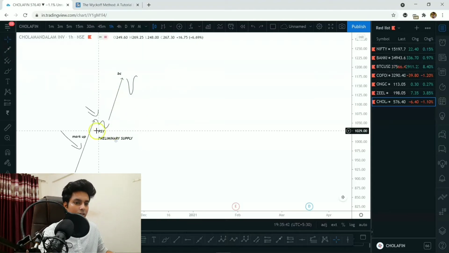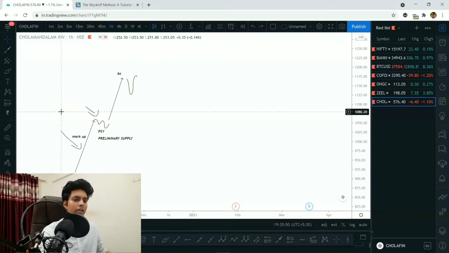But just try to understand the psychology here. We are trying to understand the psychology. We are not drawing any support resistance. We are not drawing any other bullshit. We are not drawing any trend lines. We are just understanding this particular schematic.